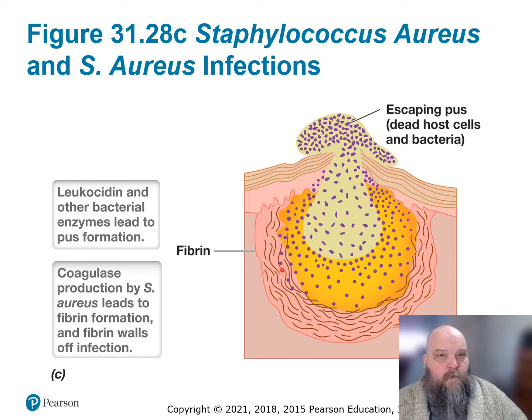Students will ask, what's the difference between a pimple and a boil? Size. Pimple, one little pore area, one little hair follicle. A boil is a much larger area, swollen, pus-filled.